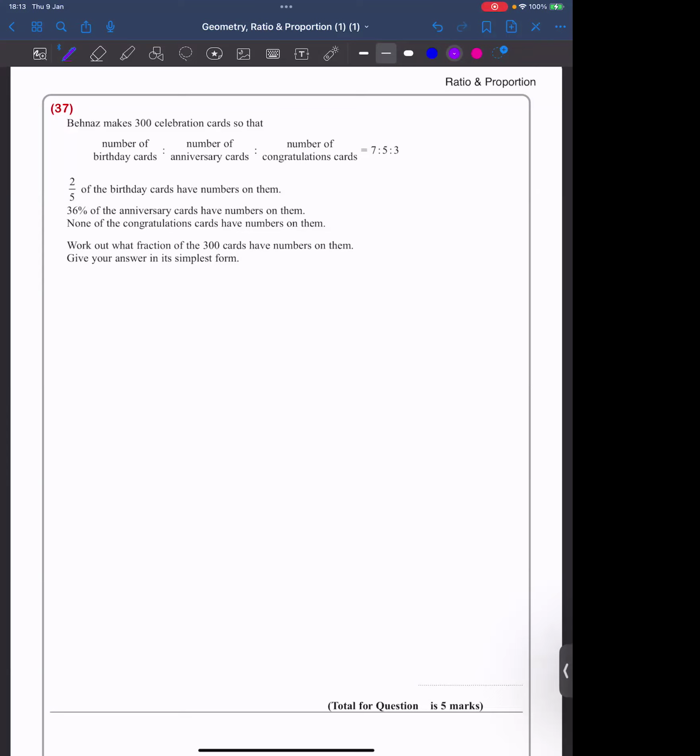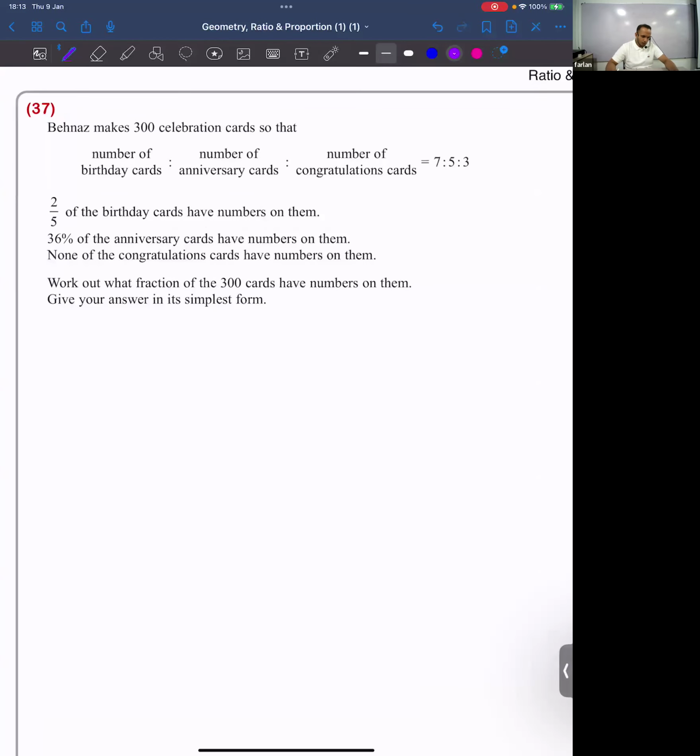Right. Bernard makes 300 celebration cards. The ratio of birthday cards to anniversary cards to congratulations cards is 7:5:3. 2/5 of the birthday cards have numbers on them. 36% of the anniversary cards have numbers on them. None of the congratulations cards have numbers on them. Work out what fraction of the 300 cards have numbers on them. Give your answer in its simplest form.